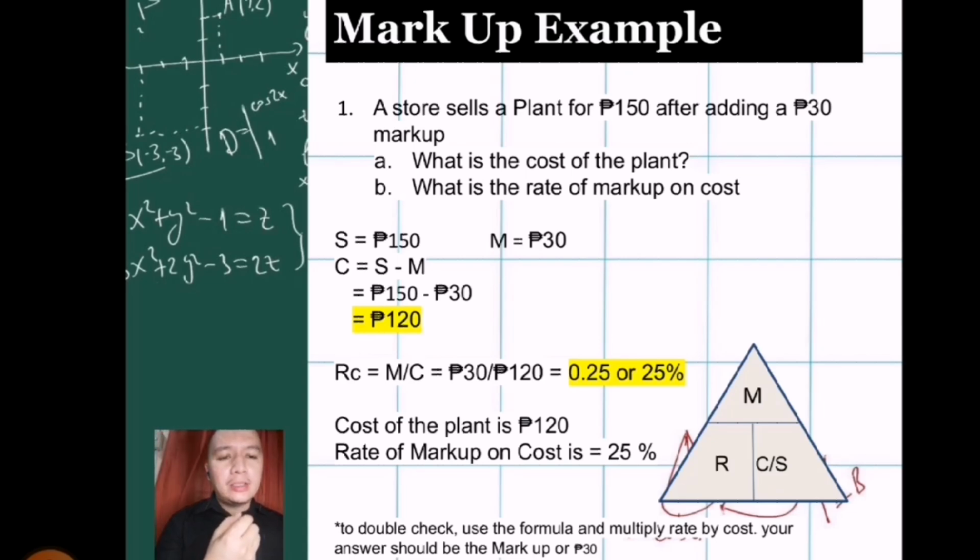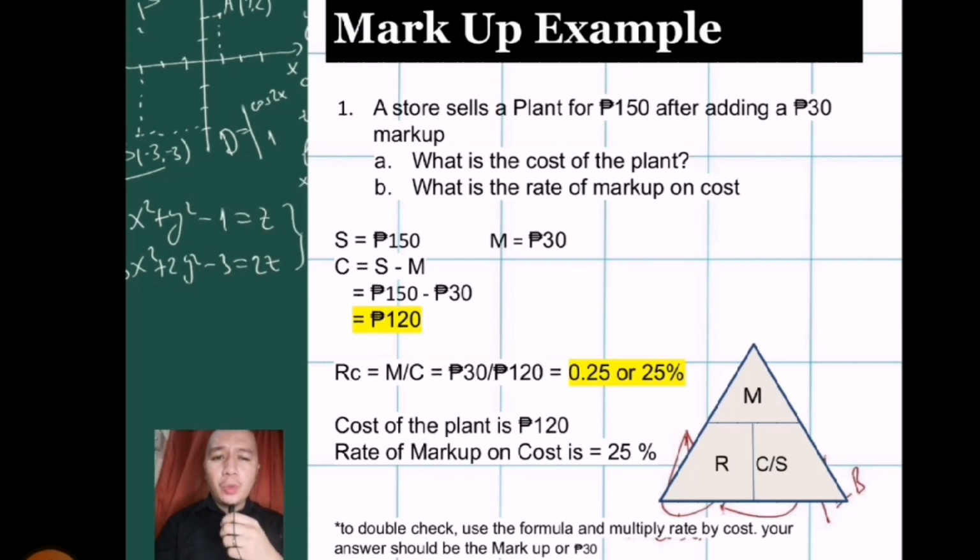But what is the rate of markup on cost? That is the question for letter B. Based from our formula earlier, we can get rate of markup on cost by dividing markup by cost. So we divide 30 pesos by 120 pesos, and we will get 0.25 or 25%. That means that 30 pesos is 25% of the overall cost based on the rate.